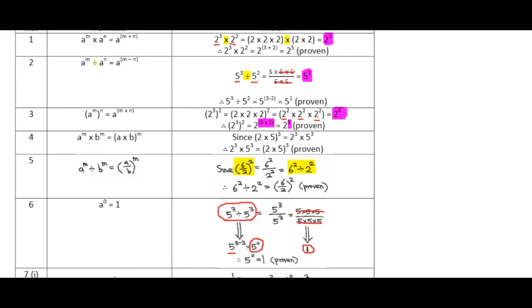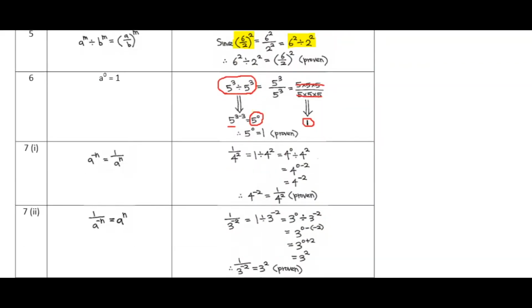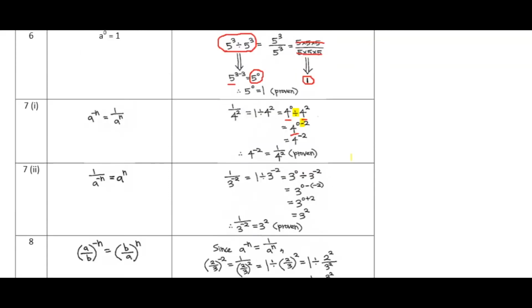I can apply rule 2, whereby it's the same base of 4. So I can combine them, and because it's a divide, the powers will minus away. So it's 4 to the power of 0 minus 2. That gives me 4 to the power of minus 2, since 0 minus 2 equals minus 2. So 1 over 4 squared is equal to 4 to the power of minus 2. Correct?